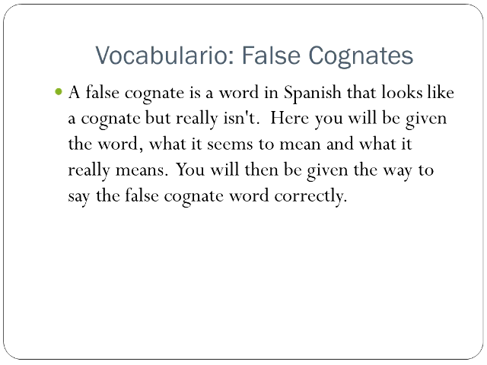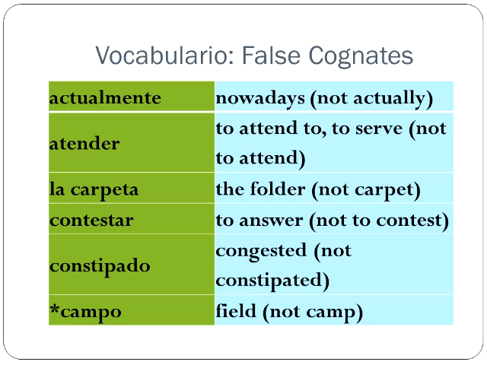Okay, so a false cognate is a word in Spanish that looks like a cognate but really isn't. And a cognate, we went over that. Words that have similar meaning and they look the same as well. So here's our list.